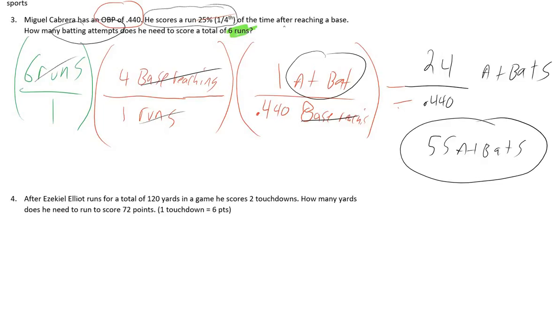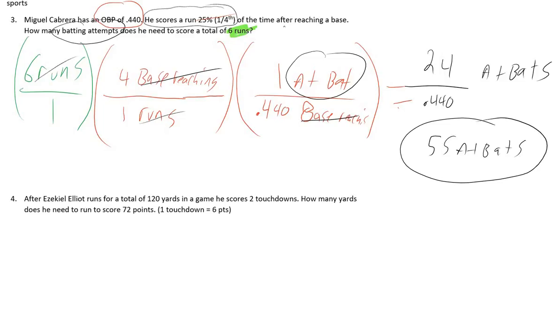Okay, so this is 55 at bats, and it makes sense, right? To make 6 runs on his own, it would take Miguel Cabrera about 55 at bats. I made up that scoring 25% of the time, but in baseball, it doesn't seem that outlandish to think about. Okay, so let's see how that is going to change in the game of football.